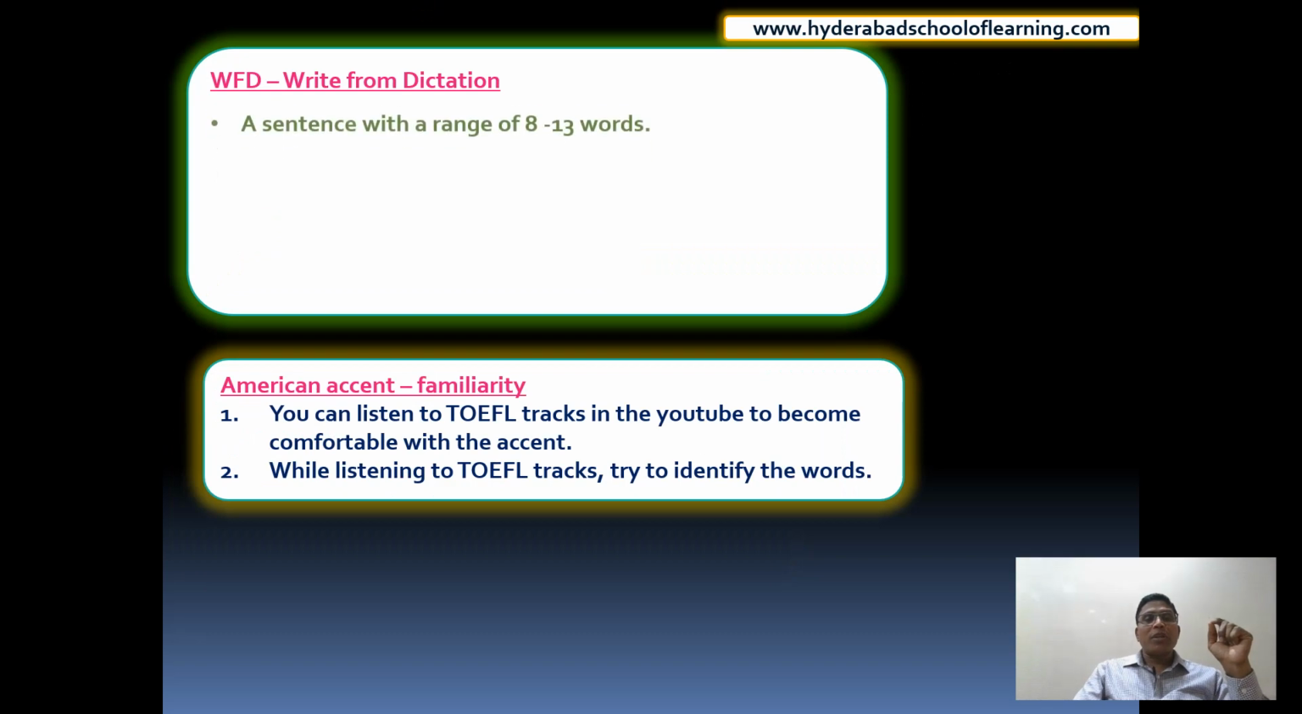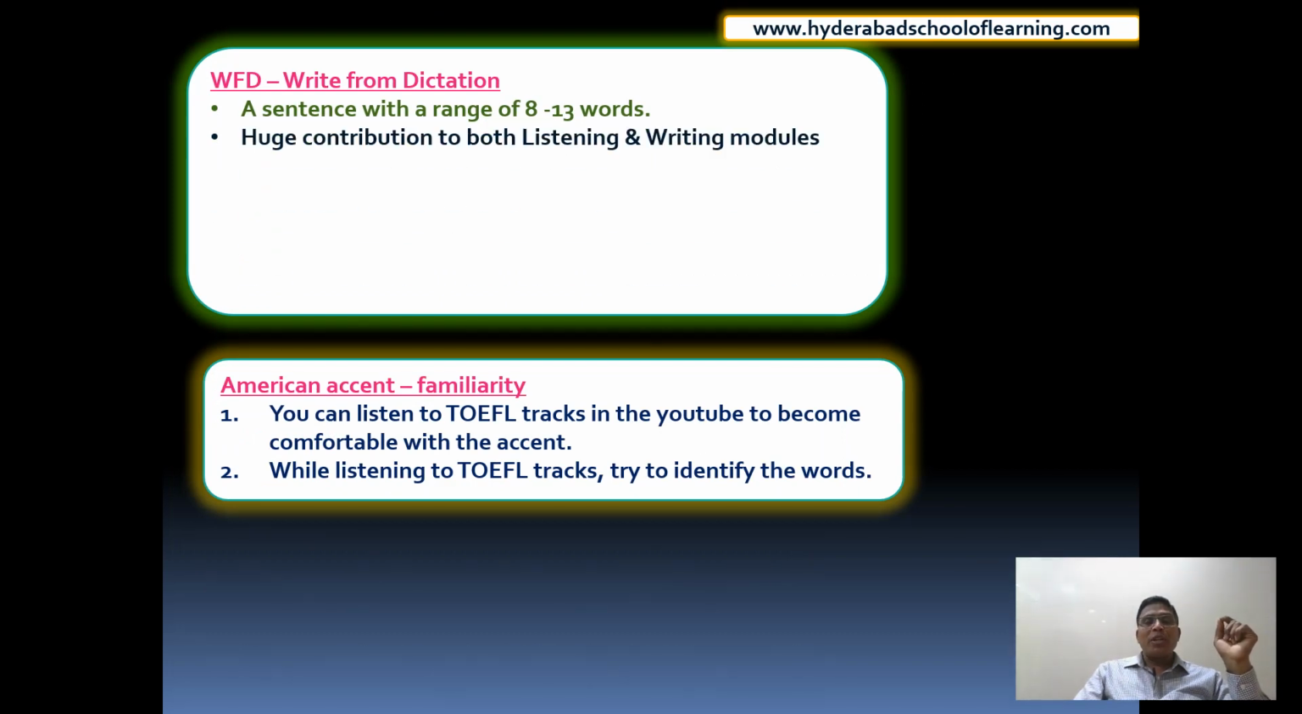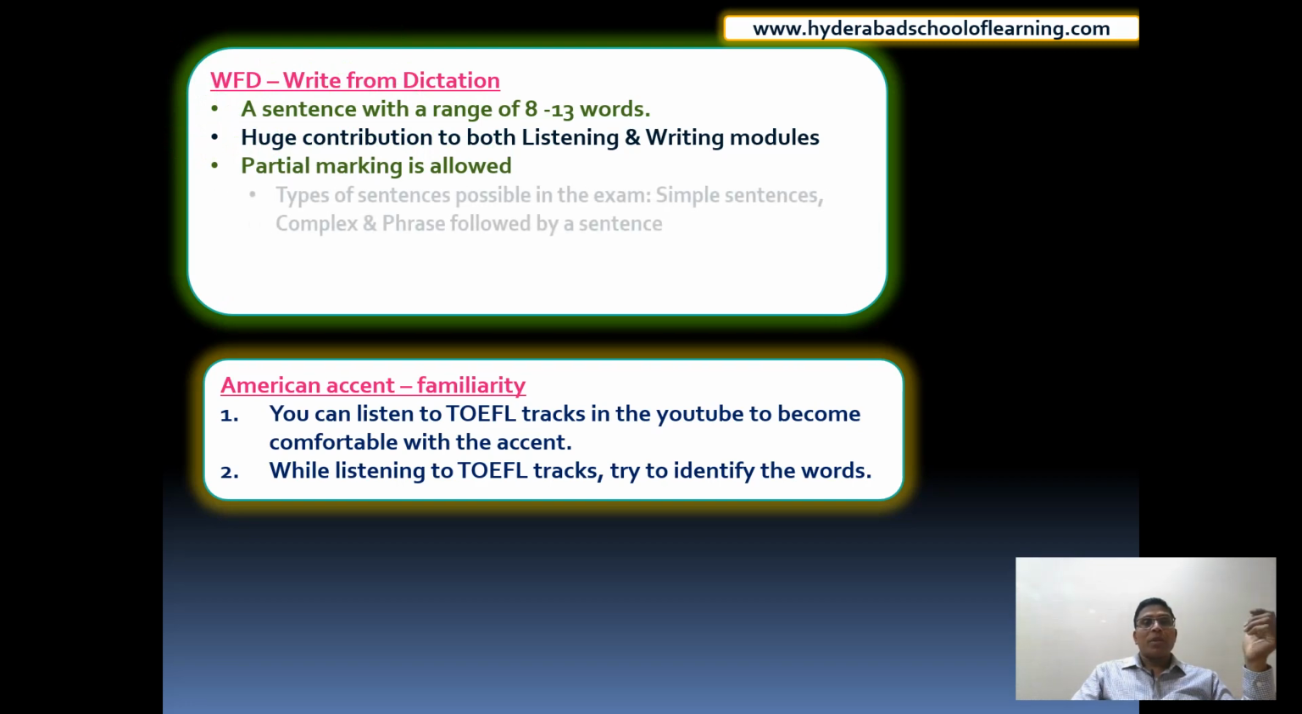Usually it's a sentence with a word range of, let's say, 8 to 13 words, rarely 14 words. And there is a huge contribution to both listening and writing modules, so one cannot take a chance. Students trying for admissions into universities would need to at least attempt 50% of the sentences properly, in the way that I'm going to tell you now with an example. And people trying for 79s, you have to get most of the sentences right, of course, at least 90 to 95% of the words. Also see that we have a partial score, a significant score, and a full score.